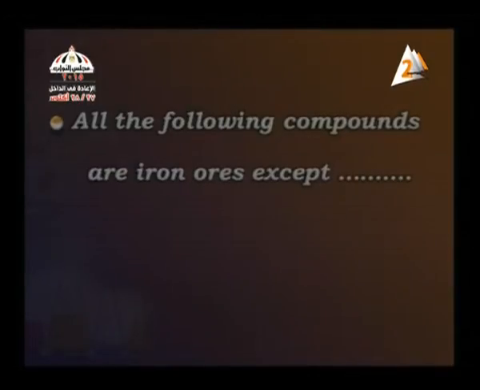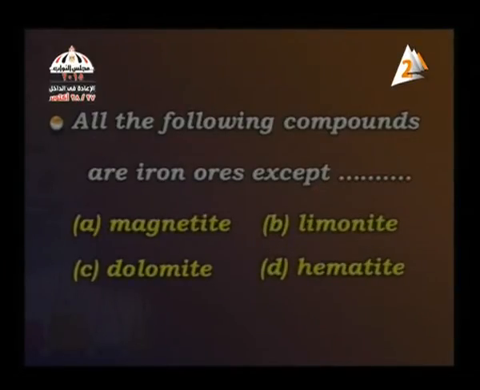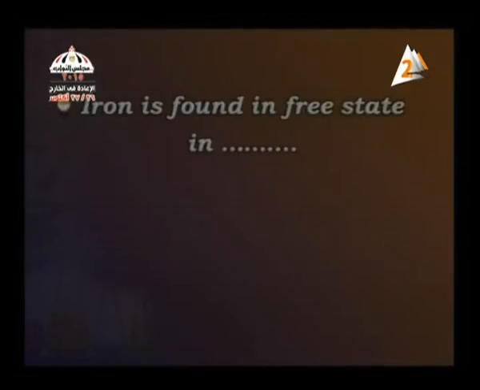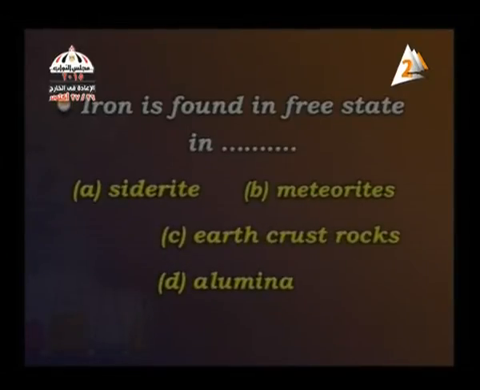Next point, all the following compounds are iron ores except what? Is it magnetite, or limonite, or dolomite, or hematite? Yes, if you think about it, it will be dolomite. Next point, iron is found in free states in what? Is it siderite, or meteorites, or Earth's crust rocks, or alumina?